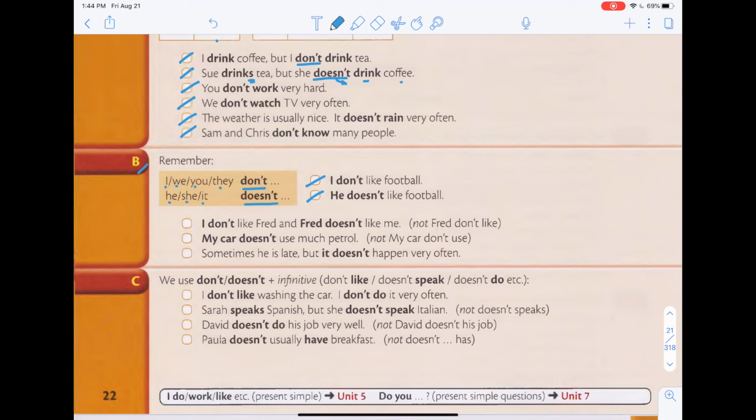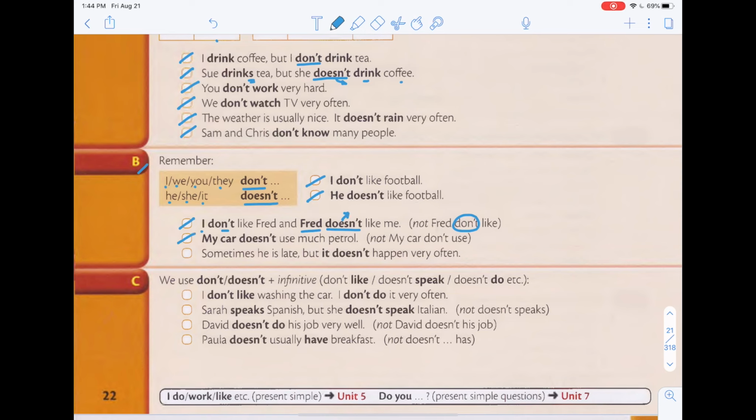And then let's read some examples over here. I don't like Fred, and Fred, because this is a he, doesn't like me. Alright, you can't say Fred don't like. In broken English, people always use the word don't. But if you want to speak proper English, you need to use the correct word. So if it's he, she, and it, you have to use the word doesn't.